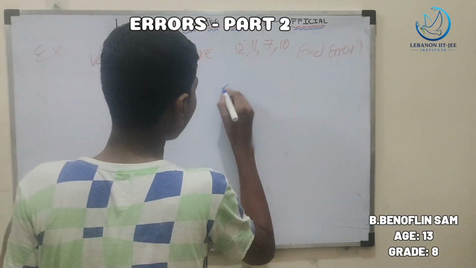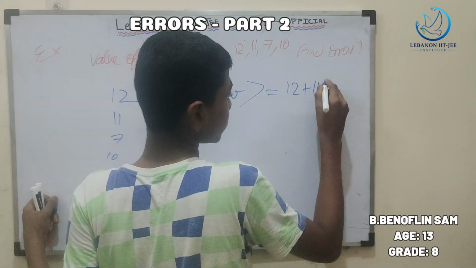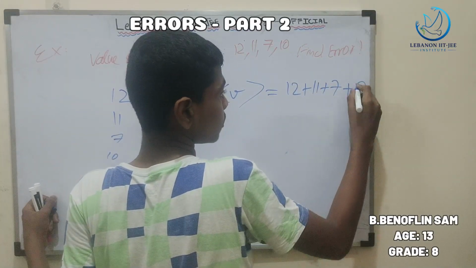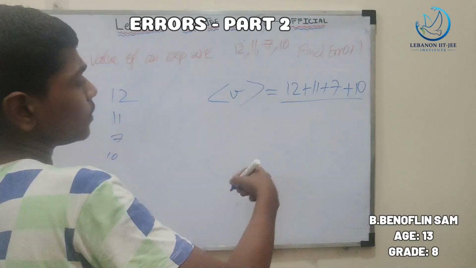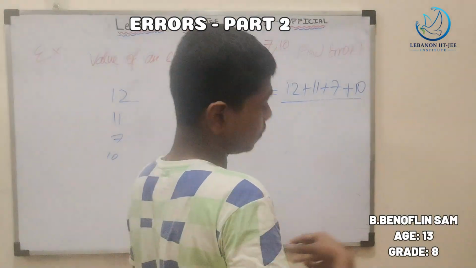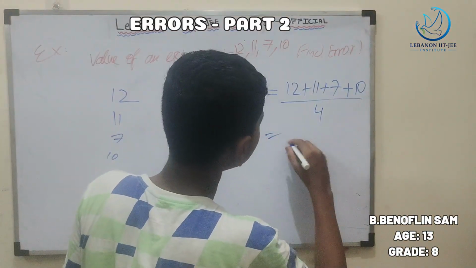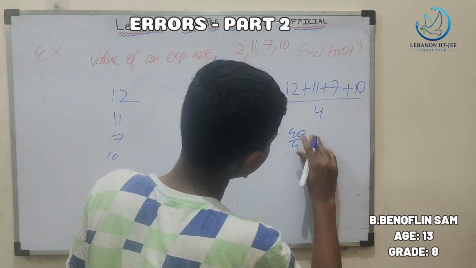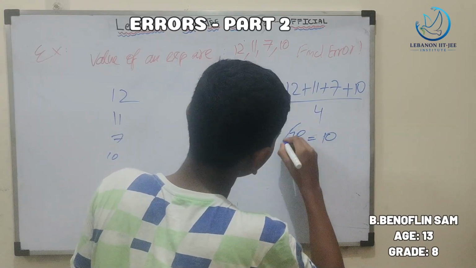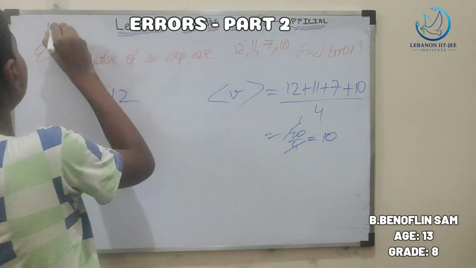So you have to take the average of this. V average is 12 plus 11 plus 7 plus 10, which is 40, divided by 4, which is equal to 10. So if you got 10, then you have to subtract it from each value and leave the answer here.